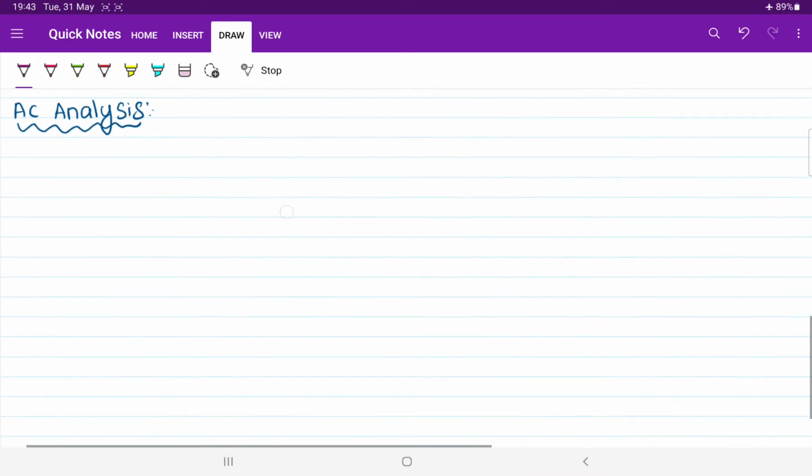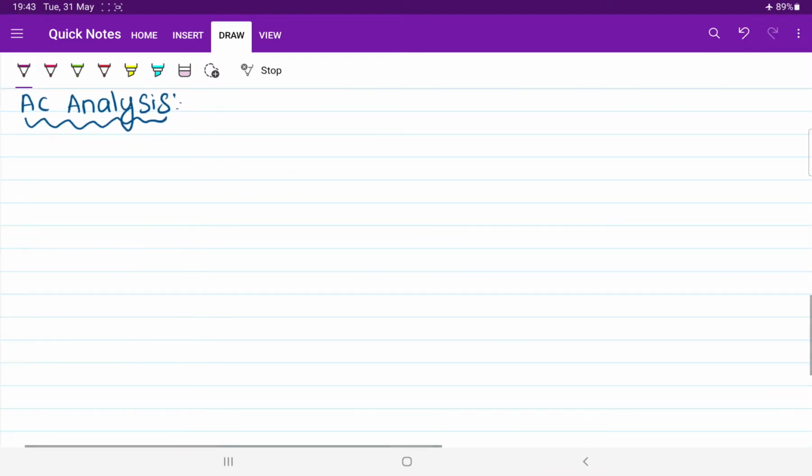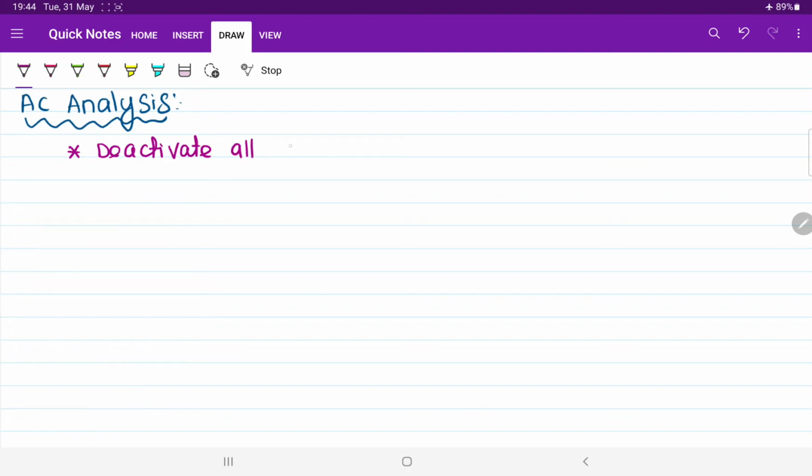So in AC analysis, first of all, let me tell you some standard things that you always have to follow while doing AC analysis. Step number 1 is deactivate all DC sources. It means that if it is a voltage source, you have to deactivate it by short circuit. Suppose it is a current source, then in case of a current source, just open circuit. That is the first step.